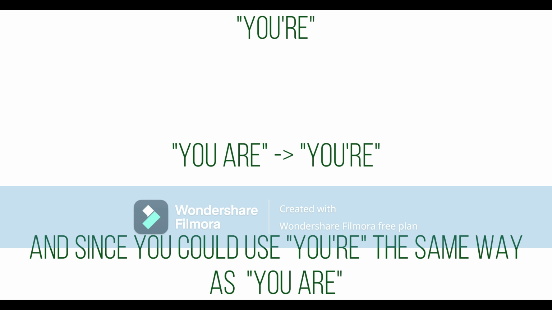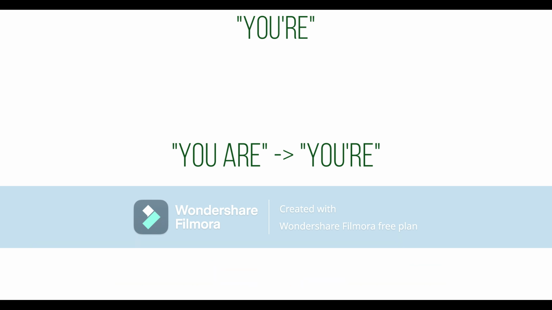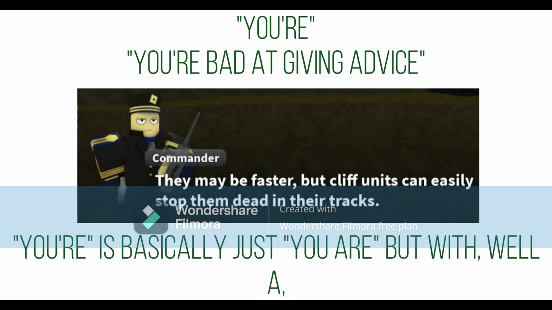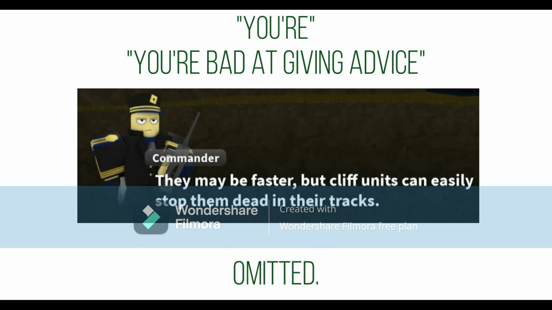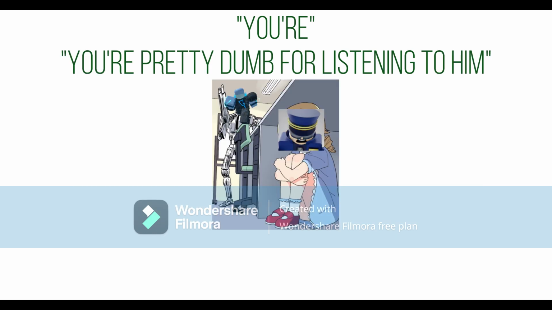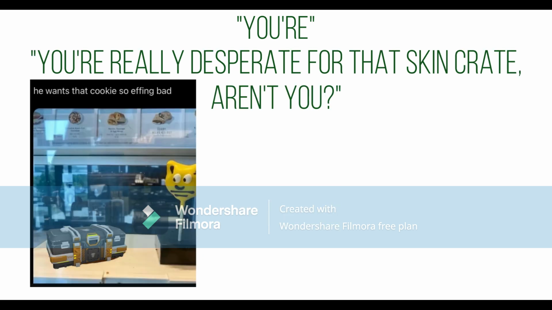And since you use you're the same way you could use ur, you could say just like you're bad at giving advice. And just like I said last time, you're is basically just you are but with the a omitted. And then other examples of you're would be you're pretty dumb for listening to him. And probably the last example for the usages of you're would be you're really desperate for that skin, aren't you?